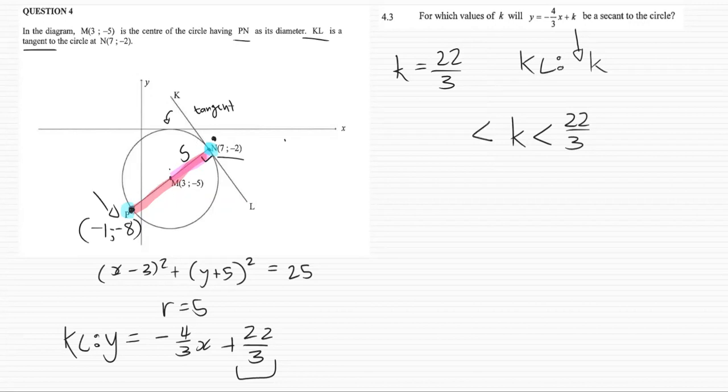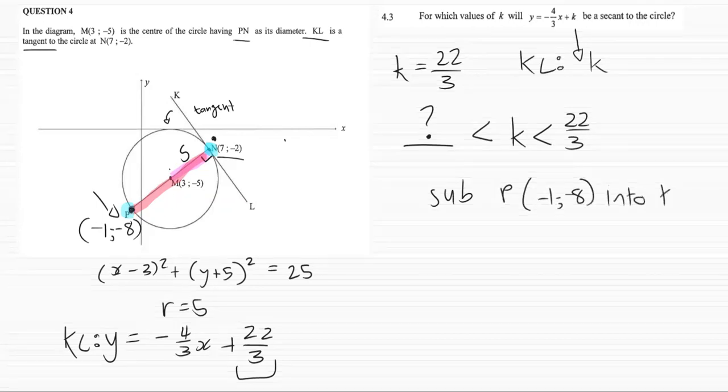And to get the lower boundary, we want to know, well, when will it be a tangent again? Stop being a secant and end up being a tangent again. The way we can do this is we sub our point P, which we have from a previous question, into KL. So we're saying, where does point P lie on KL? So our new KL. At that point, if we go further than that, we're no longer secant, we're no longer even tangent, it's just not even touching the circle. It goes further to the left.